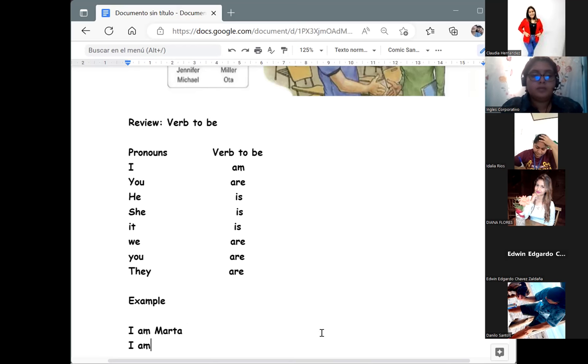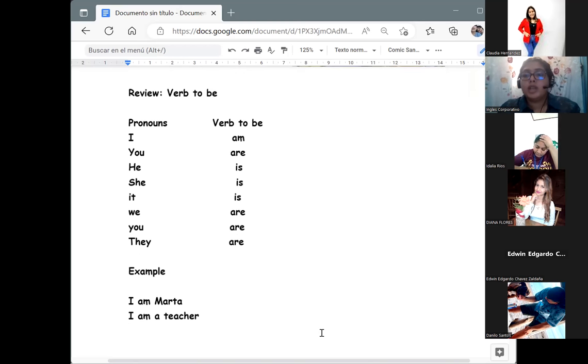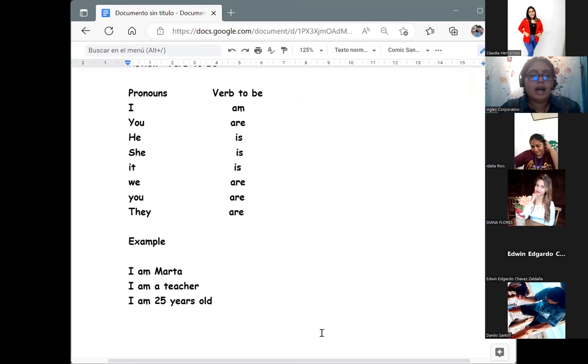I am a teacher. For example, I'm talking about my profession. Estoy hablando de mi profesión. I am 25 years old. Tengo 25 años. Y podemos cambiar del I, podemos poner you are a secretary. You are 28 years old.